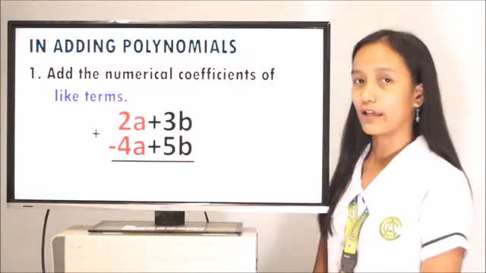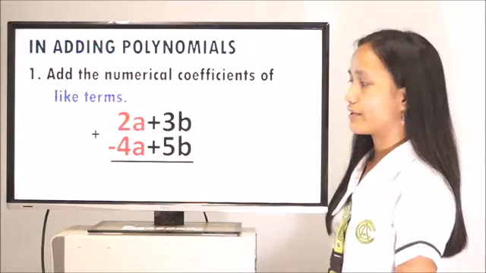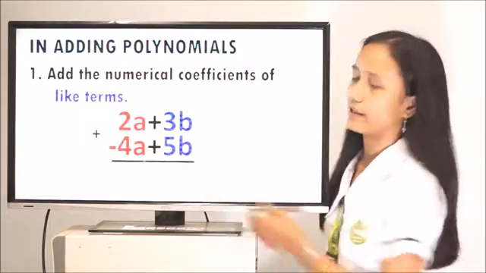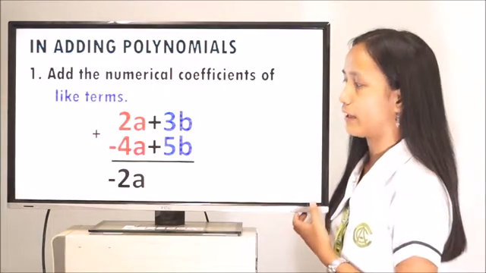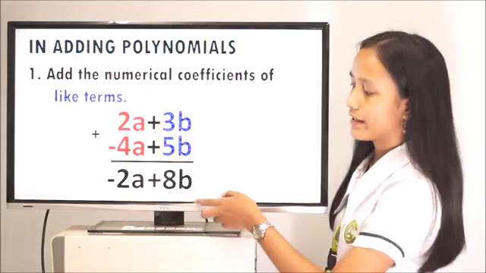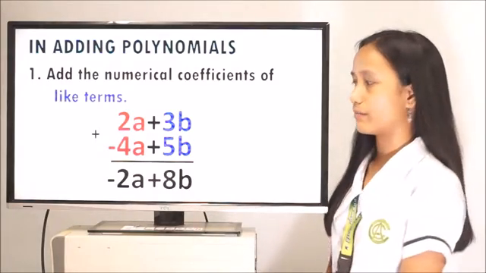2a and negative 4a are like terms as well as 3b and 5b. So 2a plus negative 4a is equal to negative 2a, and 3b plus 5b is equal to 8b. The final answer is negative 2a plus 8b.